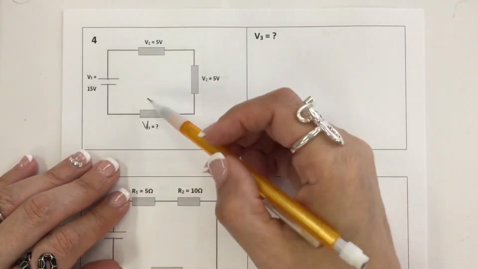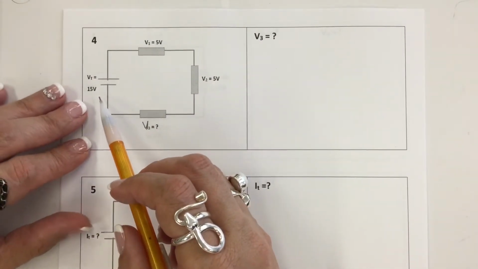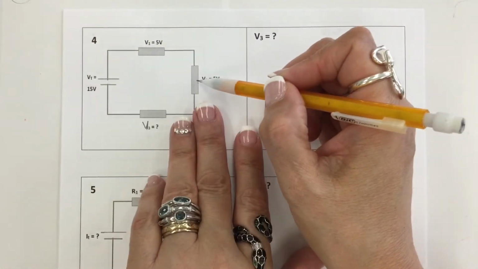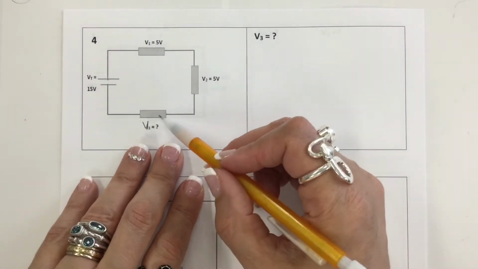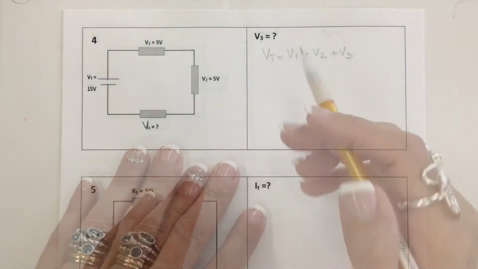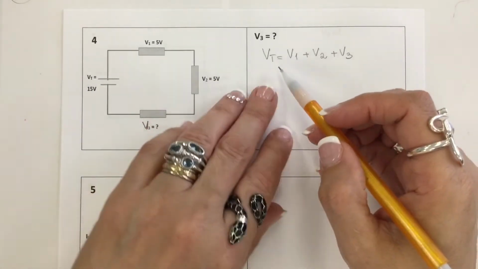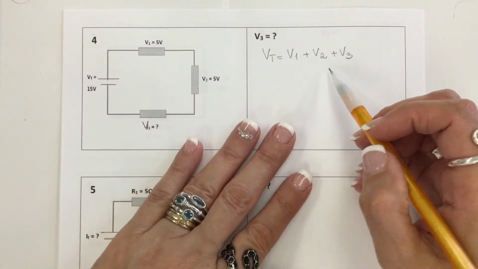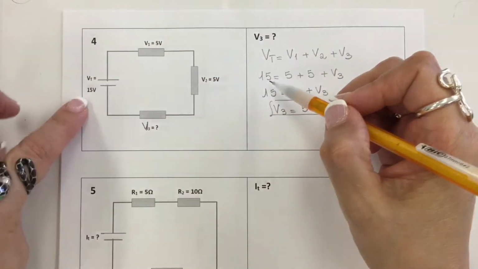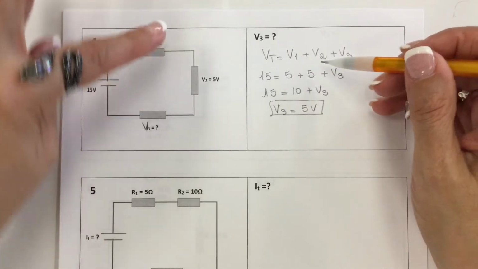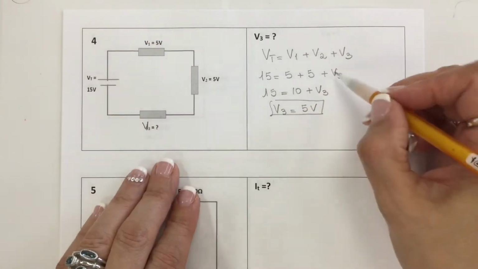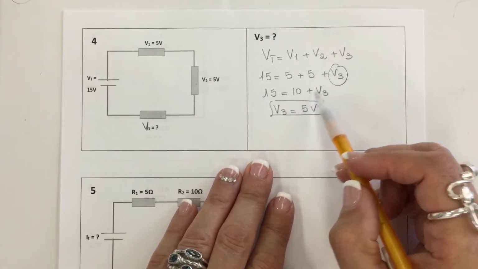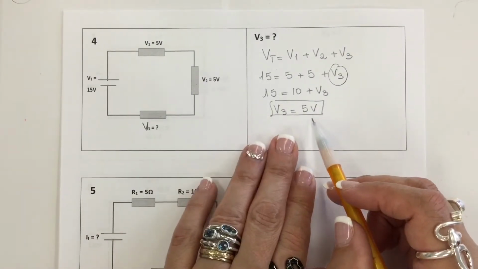In the series circuit, it is given the total voltage, the voltage on this resistor, the voltage on this resistor, and it is asking to calculate the voltage on this resistor. In a series circuit, the total voltage is equal to the sum of the voltage drop on each resistor. So the value for VT is 15, V1 is 5, V2 is 5, and V3 we need to calculate. So 15 is equal to 10 plus V3, so V3 is also 5.